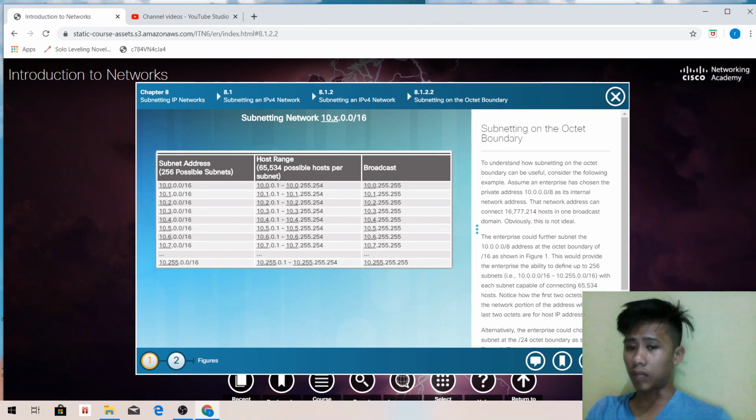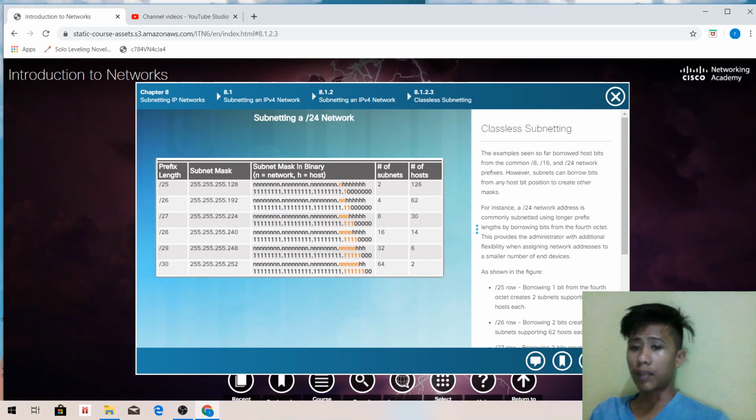Subnetting on the octet boundary. To understand how subnetting on the octet boundary can be used, consider the following example. Assume that the enterprise has chosen the private address 10.0.0.0/8 as its internal network address. This address can connect 16,777,214 hosts in one broadcast domain. Obviously, this is not ideal.